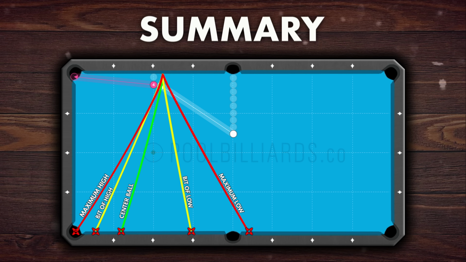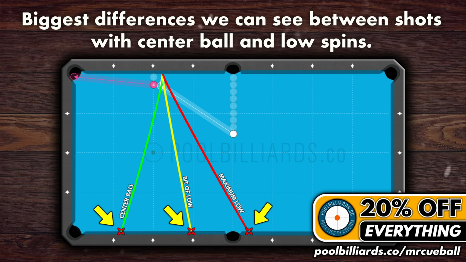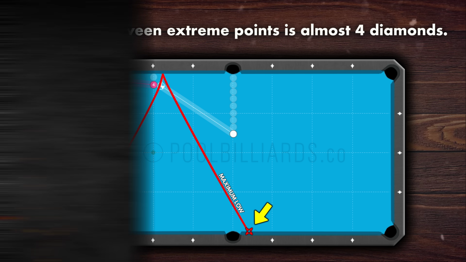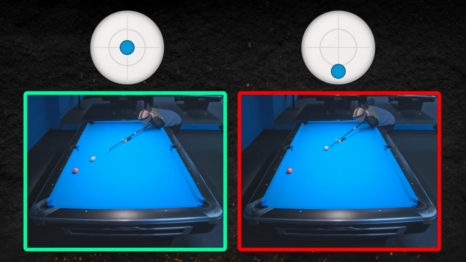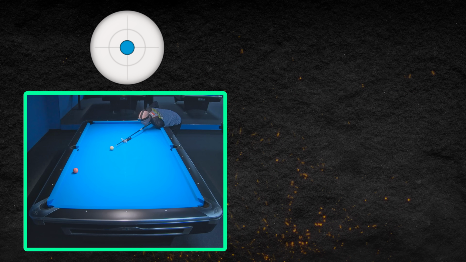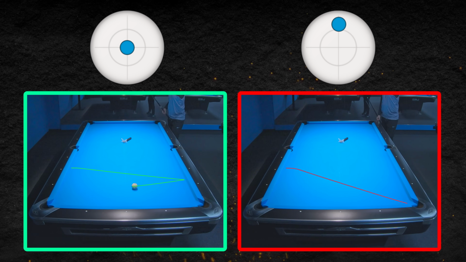If we try to summarize and compare all shots with center vertical spin, then we can see that the biggest difference is between center ball and shots with low spin. The difference between extreme points is almost 4 diamonds, however, when I used maximum low spin, then the cue ball landed 3 diamonds away compared to the shot with center ball, but if we compare it with maximum high, then there is only 1 diamond difference between contact points.